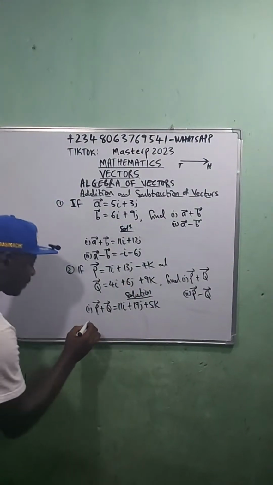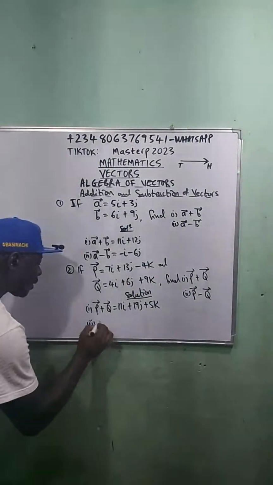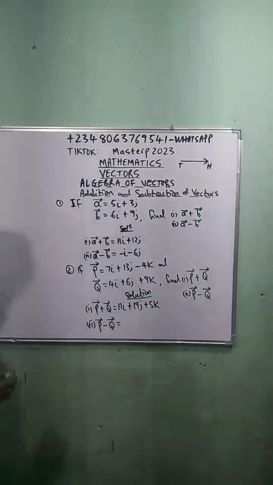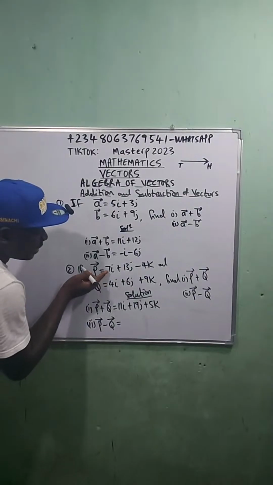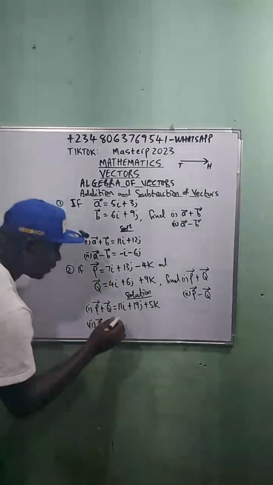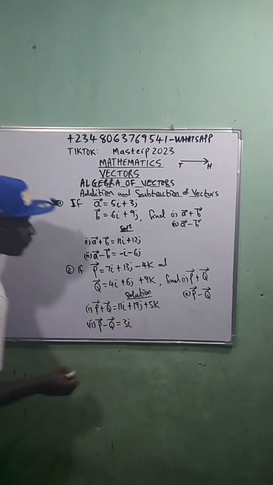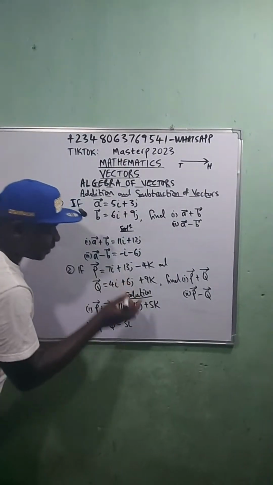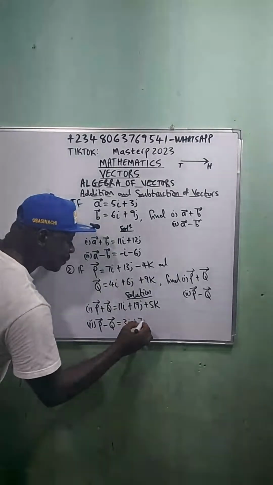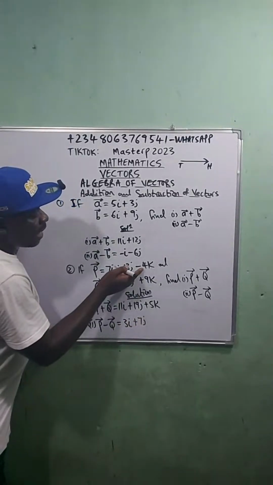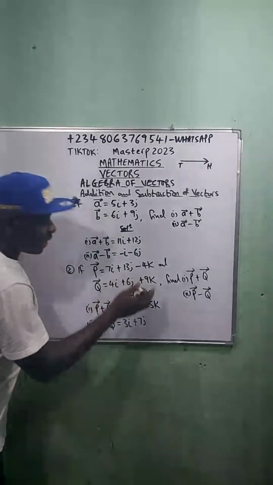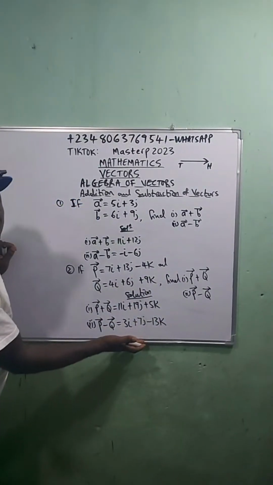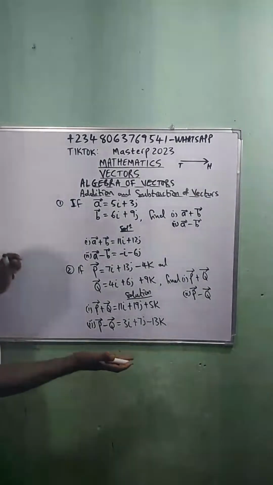Then the second one, vector P minus vector Q, means you subtract corresponding components. 7i minus 4i is going to give us 3i. Then 13j minus 6j will give us 7j. Then minus 4k minus 9k will be minus 13k. That's the answer to this one. So that's what the addition and subtraction of vectors is all about.